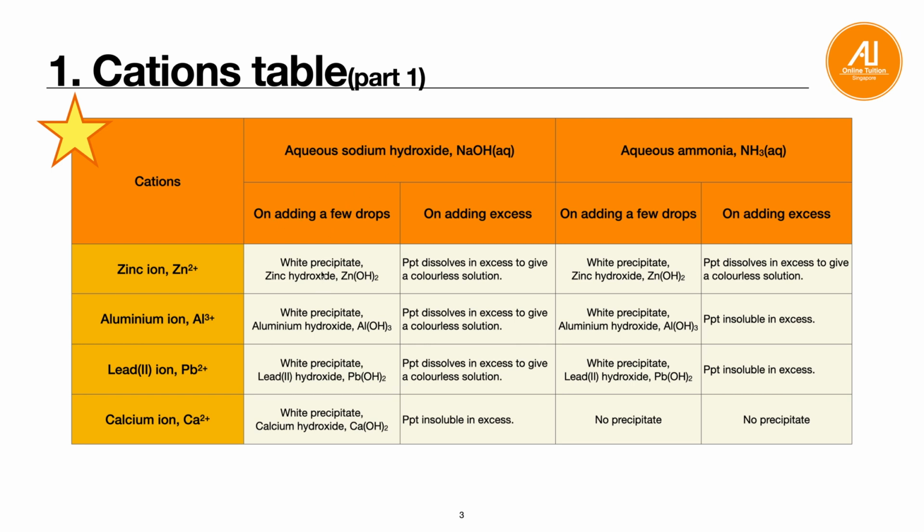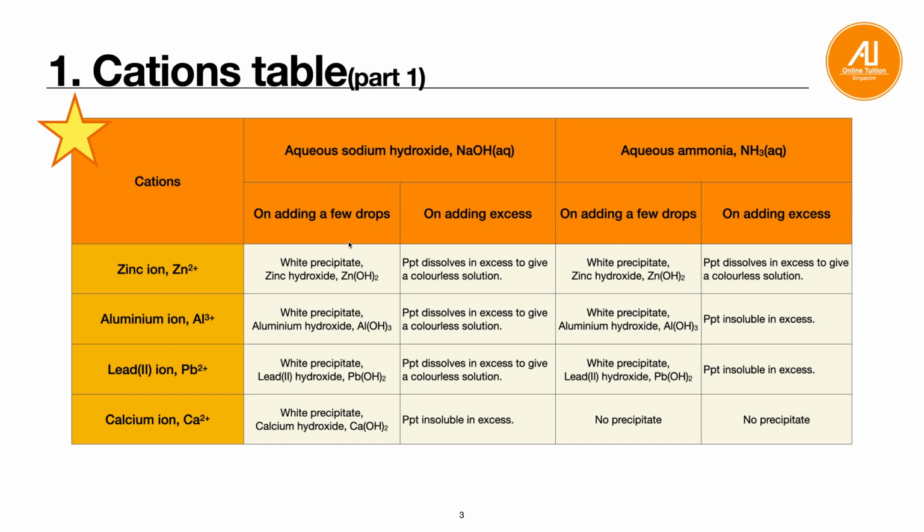So you will get your white PPT for zinc hydroxide. Aluminium ions, you also get white PPT. Lead ions, we also get white PPT. As for calcium ion, you will get white PPT. So just take note, all these white PPT are all metal hydroxides. Basically, this one will be zinc hydroxide. If it's aluminium, it will be aluminium hydroxide. If it's lead, it will be lead hydroxide, and so on and so forth.